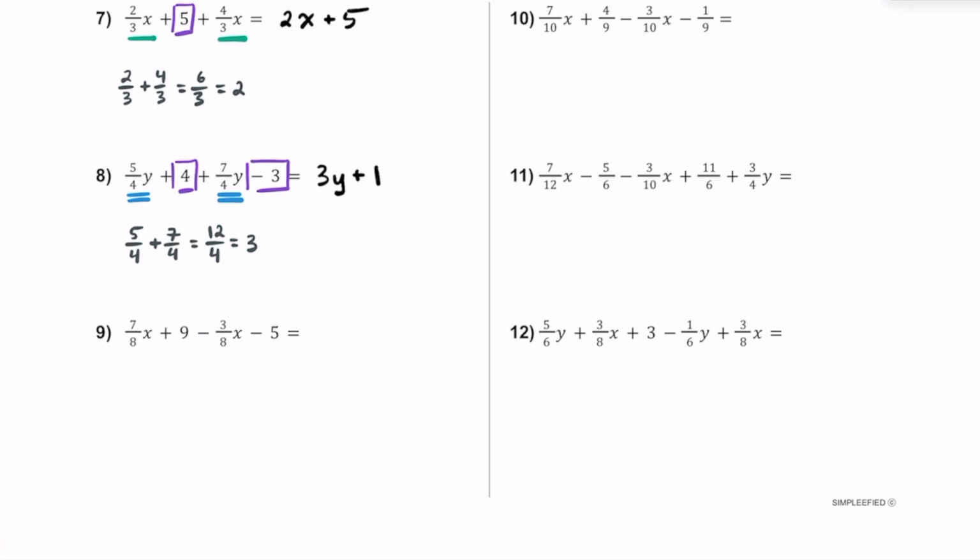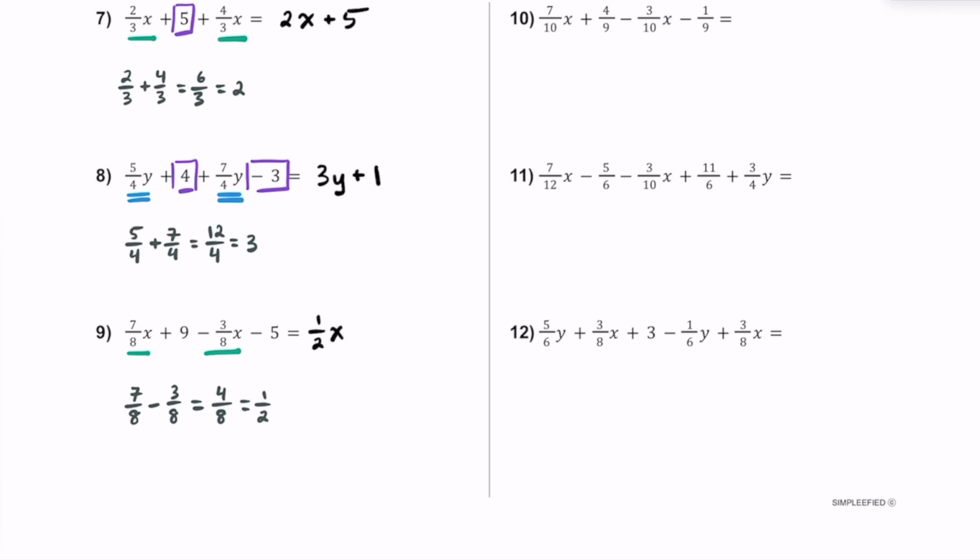For number 9, we have x terms again. So x terms, we're going to single underline 7/8 x, and this is a minus 3/8 x, or a negative 3/8 x. So keep in mind the minus is important. And so we really have 7/8 as a coefficient, and then minus 3/8 as the next coefficient. If you do that, you're going to get 4/8, and if you simplify that, you're going to get 1/2. Okay, so the coefficient for the x terms is going to be 1/2, so we have 1/2 x.